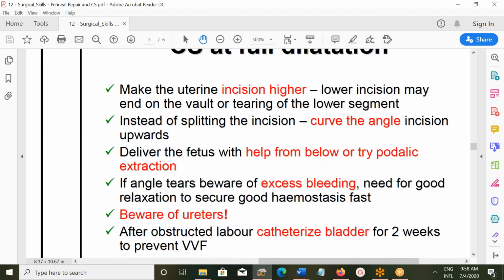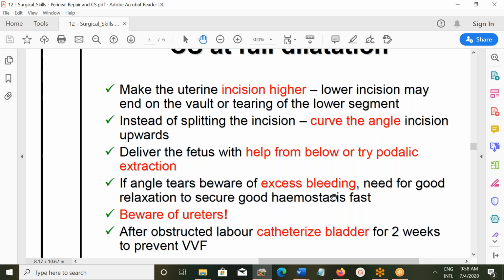Lower incisions means that you will end on the vault or tearing of the lower uterine segment. Then if you have to increase the size because you think that the baby's head is not coming through your incision, then you will go upwards. This is the angle, let's say. Now go upwards, okay? Never extend them laterally.